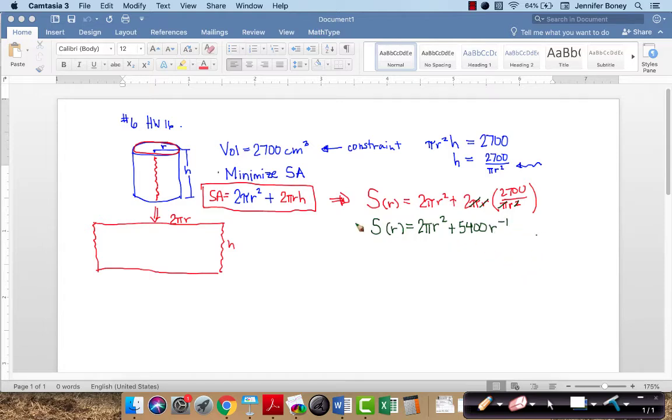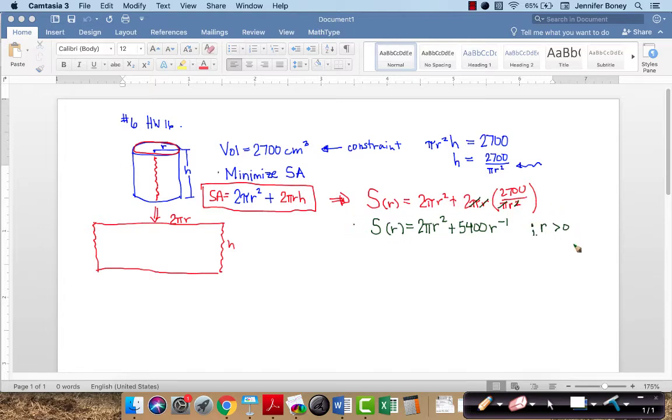So now I have a function, I want to find the minimum value of this, and the only restriction is that r has to be greater than 0. It can't be equal to 0 because we'd never get a volume of 2700. Whenever you're dealing with geometric figures, if your variables represent their dimensions, just realize that those have to be positive. Sometimes greater than or equal to 0 is okay, but usually it's strictly greater than 0.